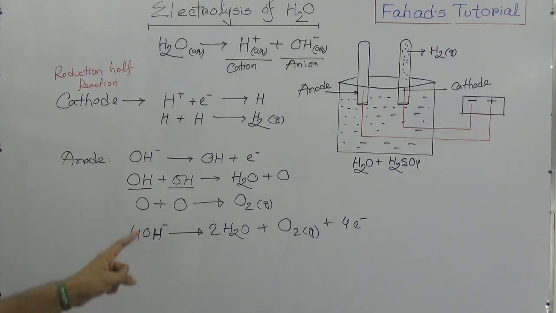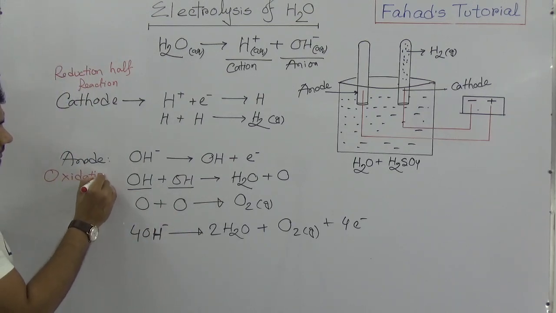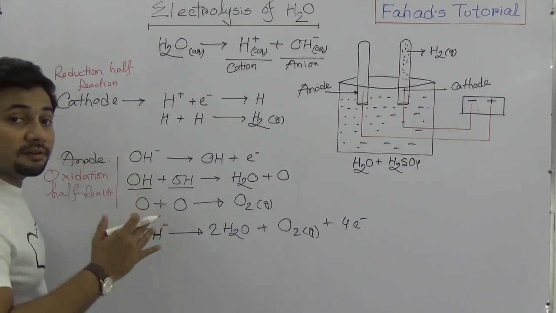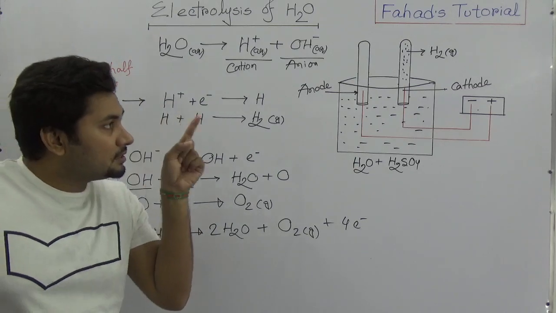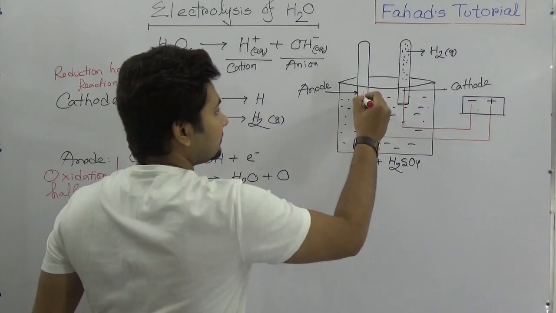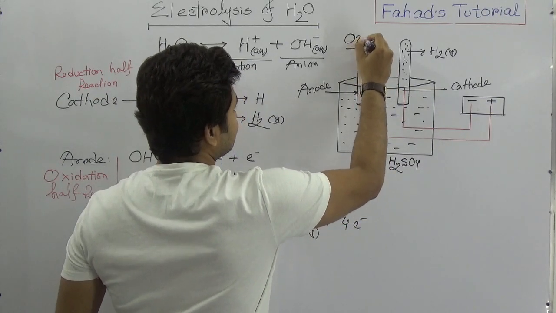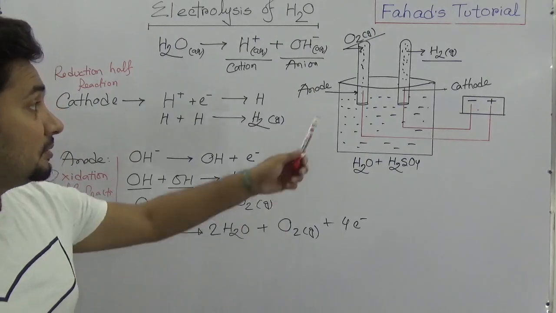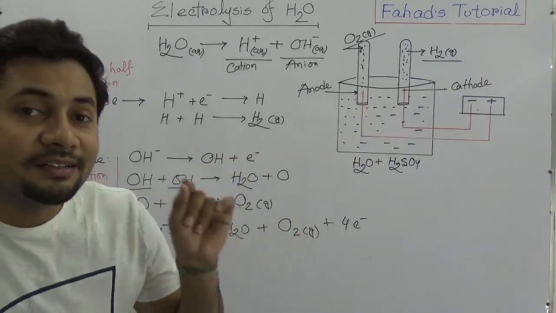If you just look at it, the hydroxide will release electrons, because this is the oxidation half reaction. So as it is an oxidation half reaction, there will be a release of electrons. Hydroxide is an anion, so it will be attracted to the anode, and that will become oxygen. So this is oxygen gas and this is hydrogen gas. Oxygen gas will be stored in the test tube connected with the anode, and hydrogen gas will be stored in the test tube where there is the cathode.